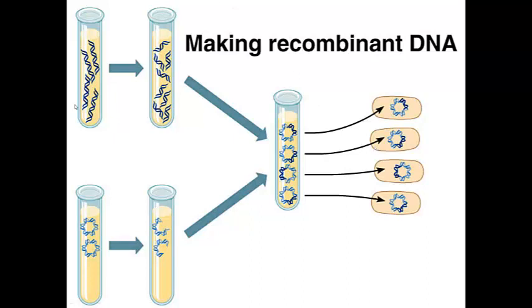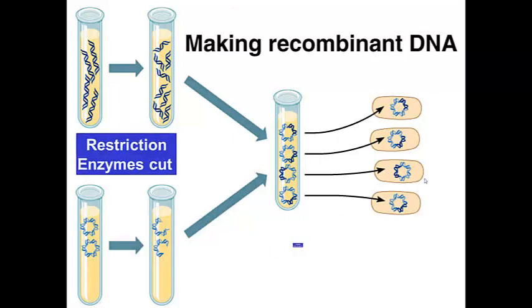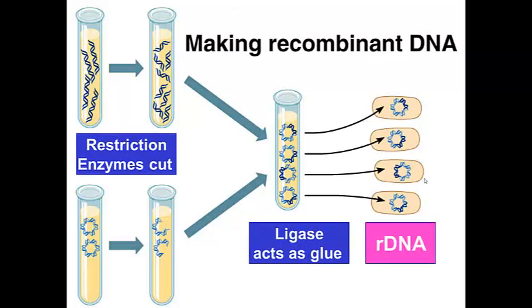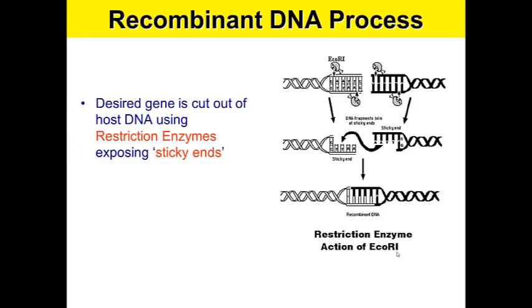How do you make recombinant DNA? You have the pieces of DNA that you want to put into your plasmid. You have your plasmid. You add a restriction enzyme to chop up the DNA. You mix it together with a molecule called ligase, and then you have these new plasmids being formed. So restriction enzymes cut, ligase acts as a glue, and you have these new plasmids that are formed called rDNA or recombinant DNA.